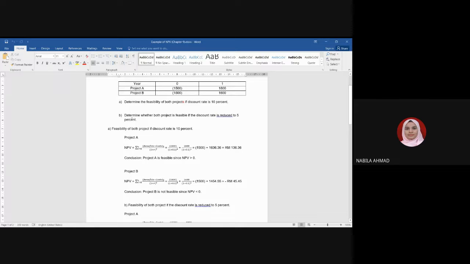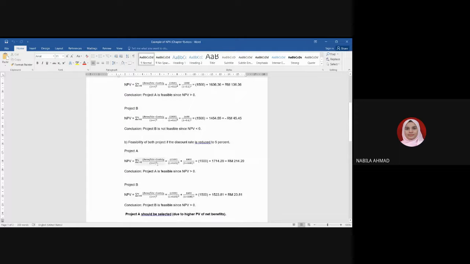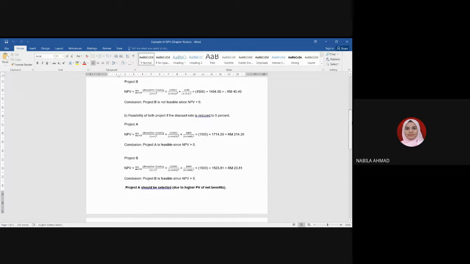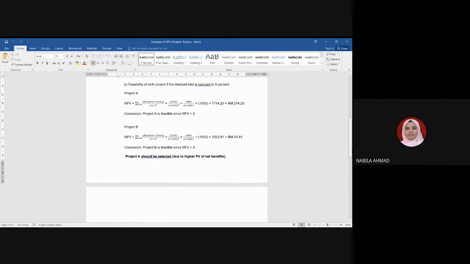Alright, for question B, it says if the discount rate is reduced to 5%. So we use the same formula but reduce R, so it is 0.05. So for project A we get 214.29. So the value is greater than 0, so we say project A is feasible. And for project B, 23.81, also feasible.